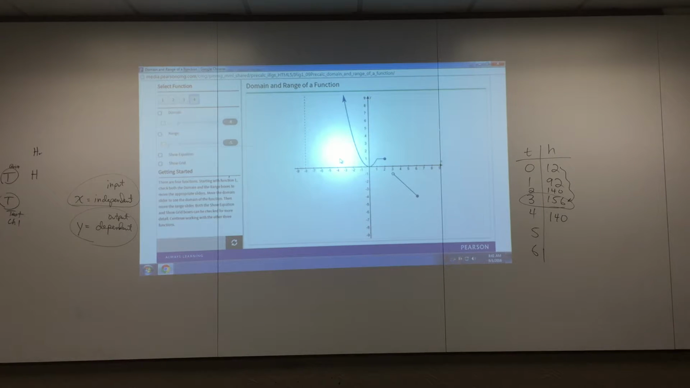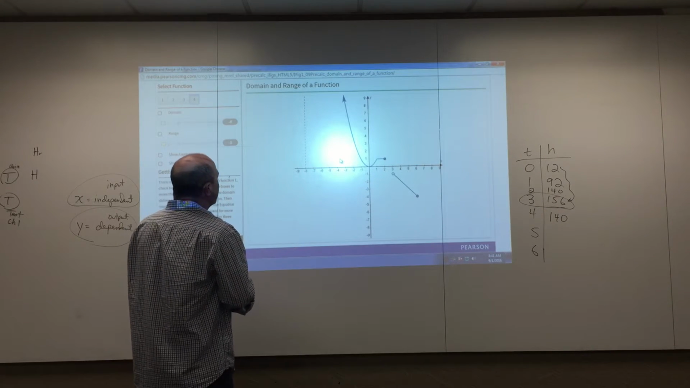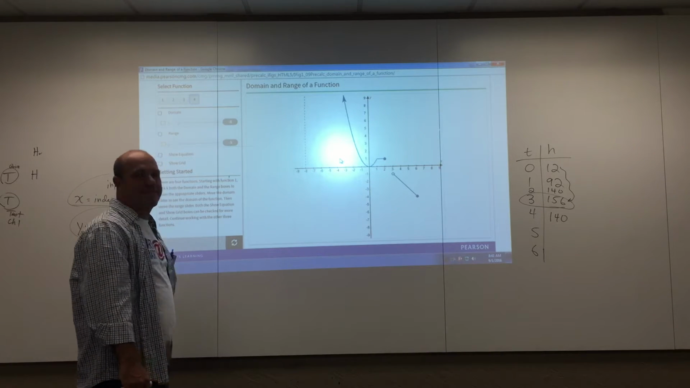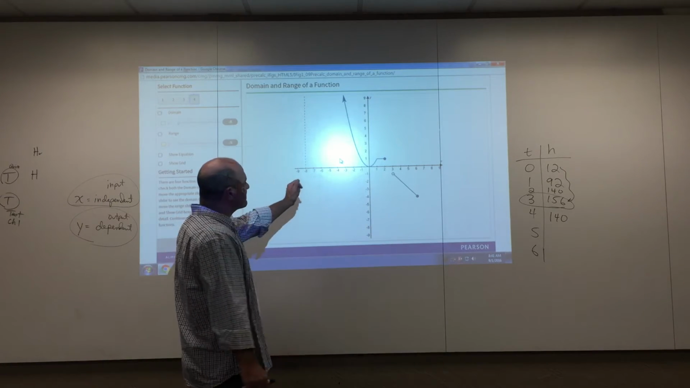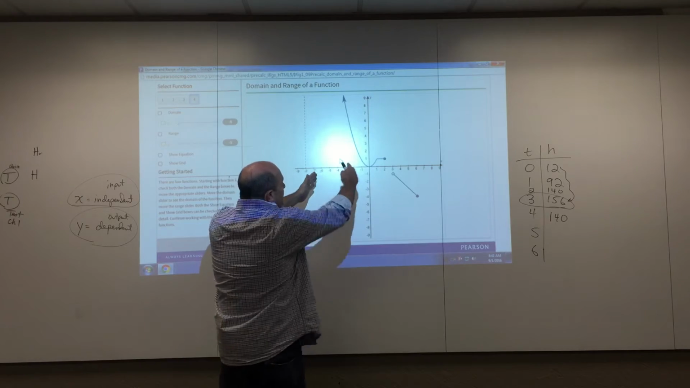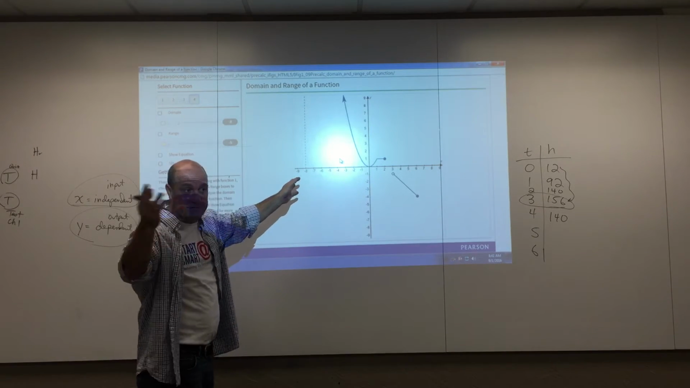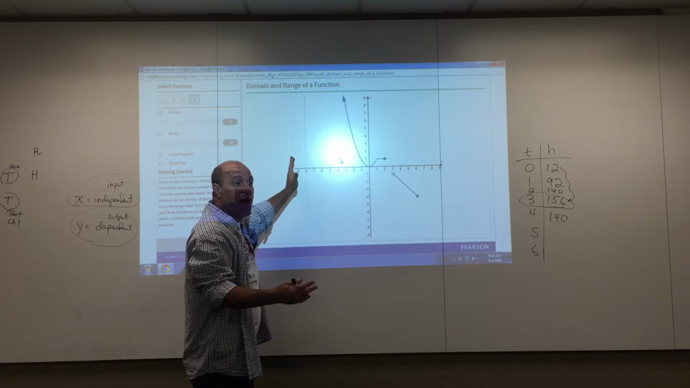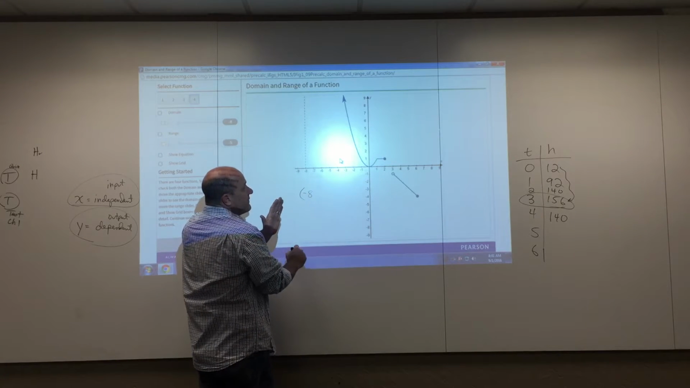What is his domain? This is tough. I mean, the domain. What's the furthest left it gets? It looks like it goes forever, but the truth is this little dashed line, and I haven't taught you about dashed lines, but this dashed line is sort of a barrier here. It's not going to get past this. So I think -8 is the furthest left it gets.